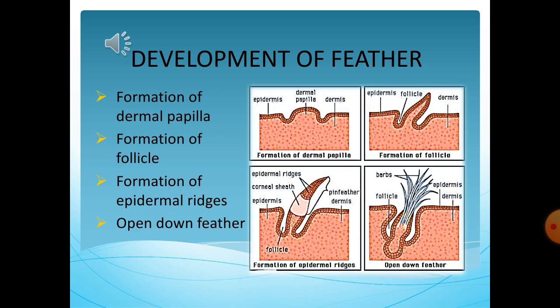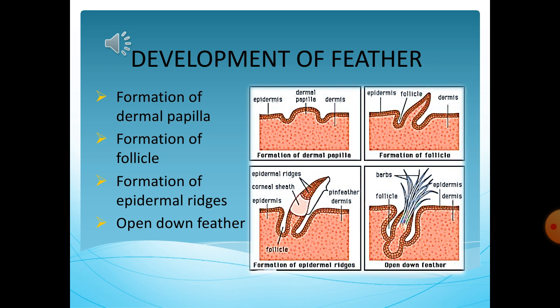How can a feather develop? Feather formation involves four main parts. First, formation of papilla. Second, formation of follicle. Third, formation of epidermal ridge. And fourth, up and down feather. The dermal papilla is a superficial projection of the dermis that contains muscular and specialized nerve endings. When the dermal papilla is found, invagination of the epidermis occurs around the base of the dermal papilla.